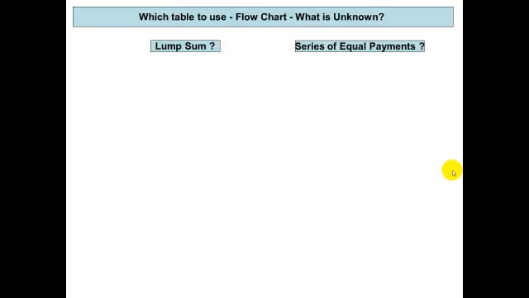Now, here's a little flow chart that I put together to help you decide which table to use. So the first thing you have to ask is, are you dealing with a lump sum, or are you dealing with a series of equal payments? And in this case, let's just say we're going to deal with a lump sum. The next thing you have to ask is, is this lump sum that you don't know in the future or is it in the present?